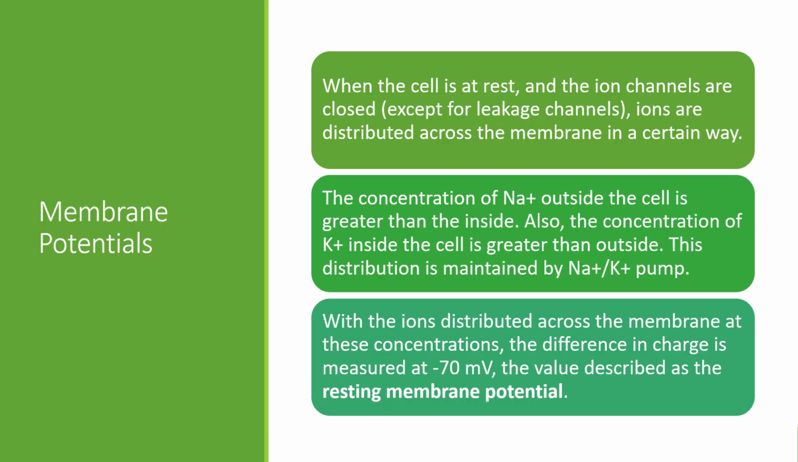With the ions distributed across the membrane at these concentrations, the difference in charge is measured at negative 70 millivolts. So when we're at rest, that cell has a charge, if we could measure it with our little voltage meter, of negative 70 millivolts. And that negative is important in front of that. We call that the resting membrane potential.